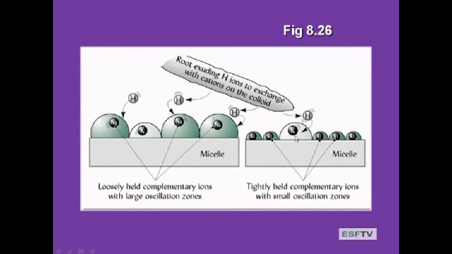Here's the same case with aluminum. Aluminum, very tight. So you can get these aluminums in this small space around the micelle. This is satisfying 3 charges. Sodium, this larger space, is only satisfying 1 charge. So you can see why these are more tightly held and are attracted to the micelle more strongly.